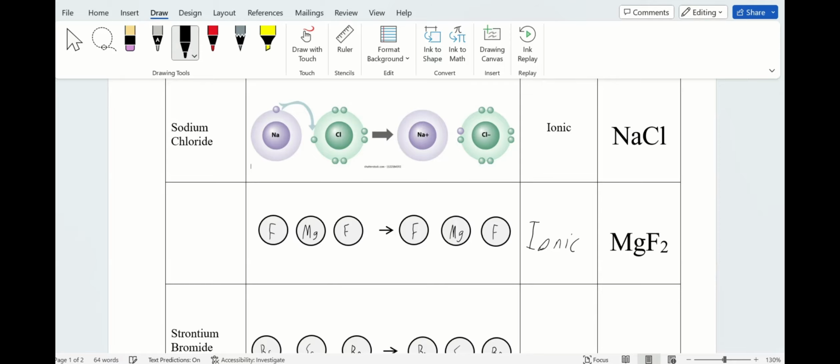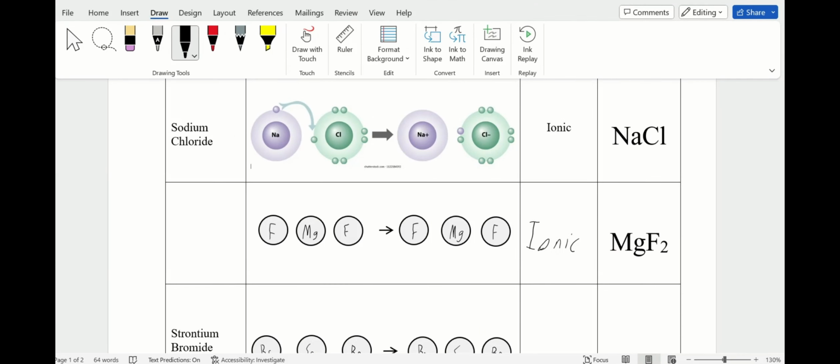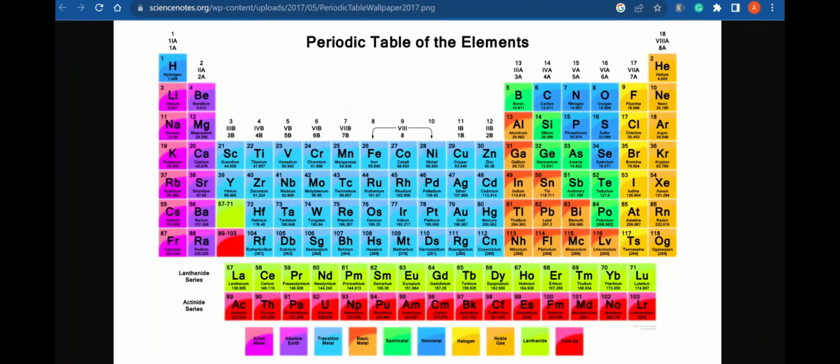because again, this is magnesium and fluorine, which you can see here on the left hand side, group 2, magnesium, right side, group 17, fluorine. So that means that as far as number of valence electrons, magnesium is going to have 2 valence electrons, and fluorine is going to have 7.